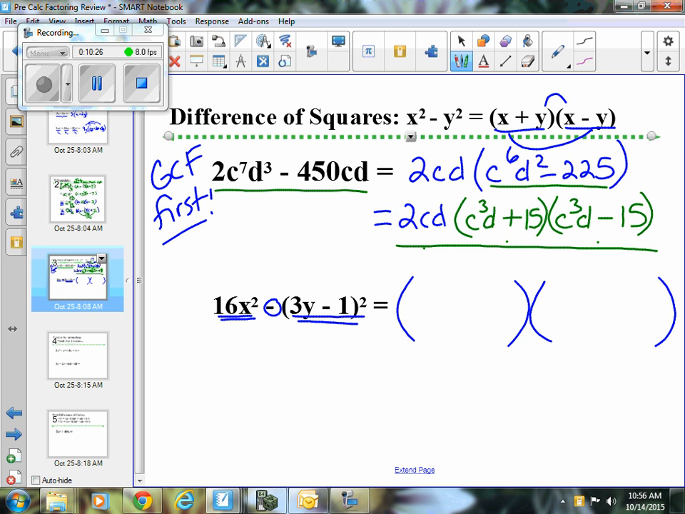So let's take a look and see how you'd break it down. First one, what squared gives you 16x to the second? Well, that would have to be 4x and 4x. It's a difference in the middle here, so that means one's a plus and one's a minus.